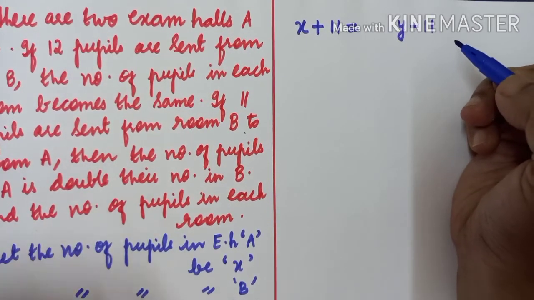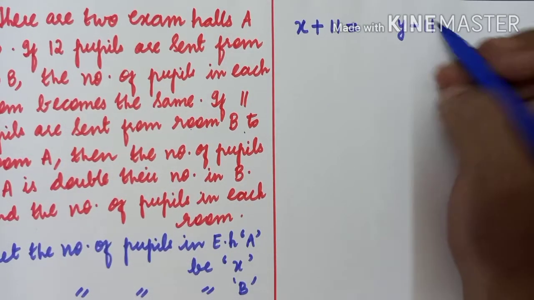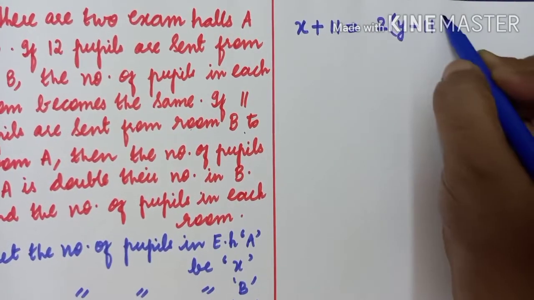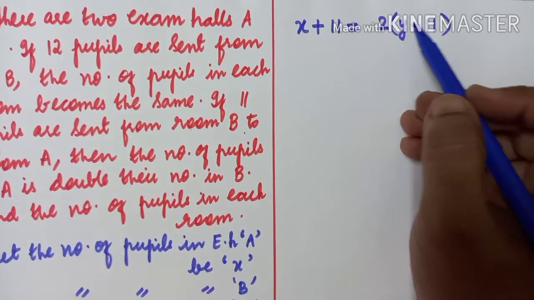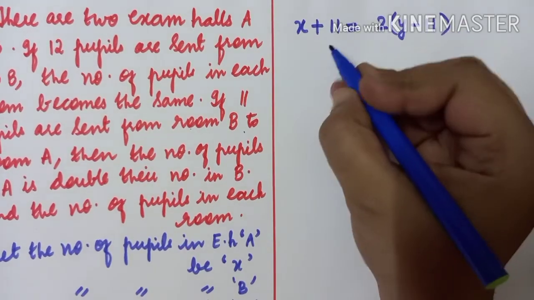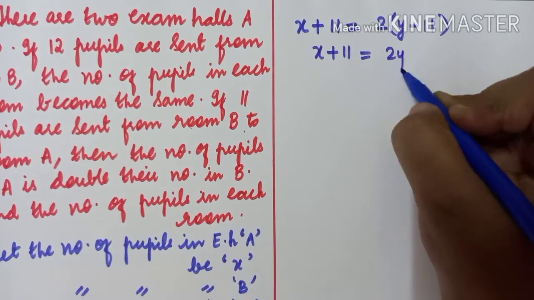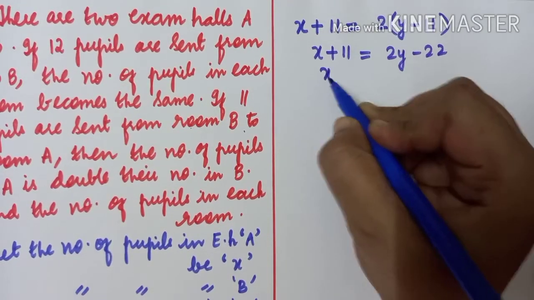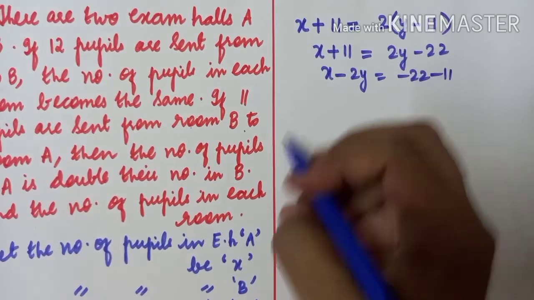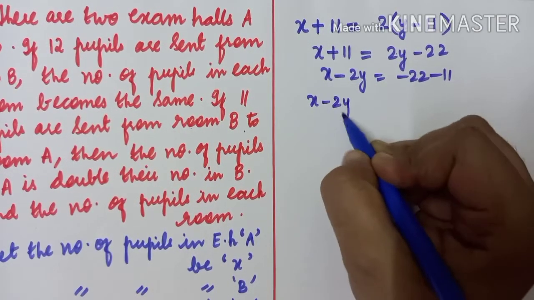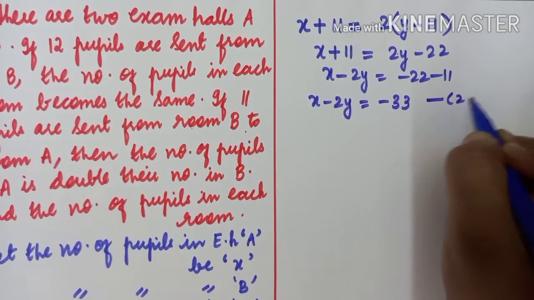But what more is given: the number of people in A is double their number in B. Double their number, that means twice. Twice of y minus 11. X plus 11 equals to 2 of y minus 11. So here you got one equation. X plus 11 equals to 2y minus 22. Then x, this plus 2y will become minus 2y, equals to minus 22, plus 11 will be minus 11. X minus 2y equals to minus 22 minus 11, which is minus 33. So this is your equation 2.